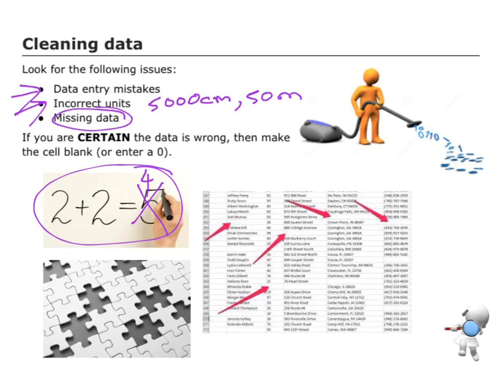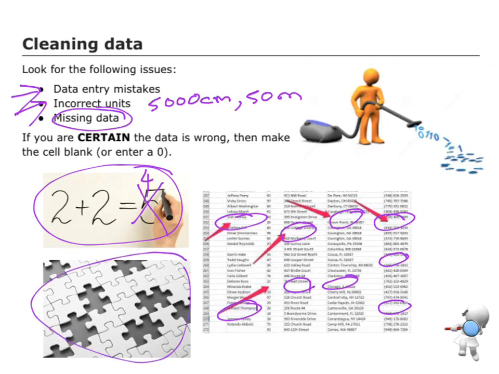Or the third one is that there's missing data. And so you can see there that there are just questions that people have chosen not to answer for whatever reason, okay? So in terms of your puzzle, you've got missing pieces in there. So those ones I just have to leave blank, all right? If I'm certain the data is wrong, then I will fix it. But if it's not, I'm going to leave it as it is.